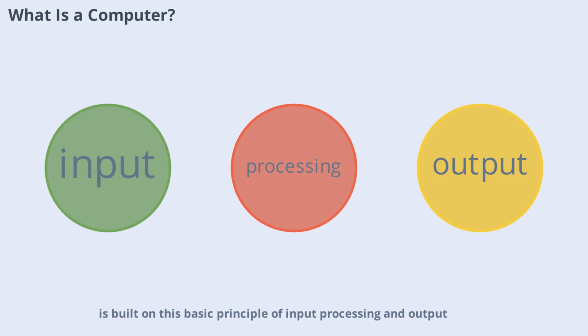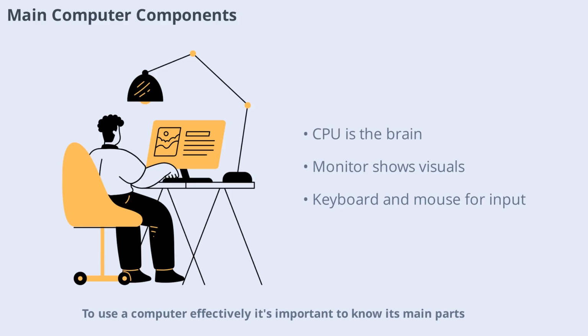processing, and output. To use a computer effectively, it's important to know its main parts. The central processing unit, or CPU, acts as the brain, handling instructions and calculations. The monitor displays information visually, while the keyboard and mouse allow you to interact with the system. Other key components include storage devices like hard drives and memory, which store your files and help programs run smoothly. Understanding these parts helps you troubleshoot issues and make the most of your computer.